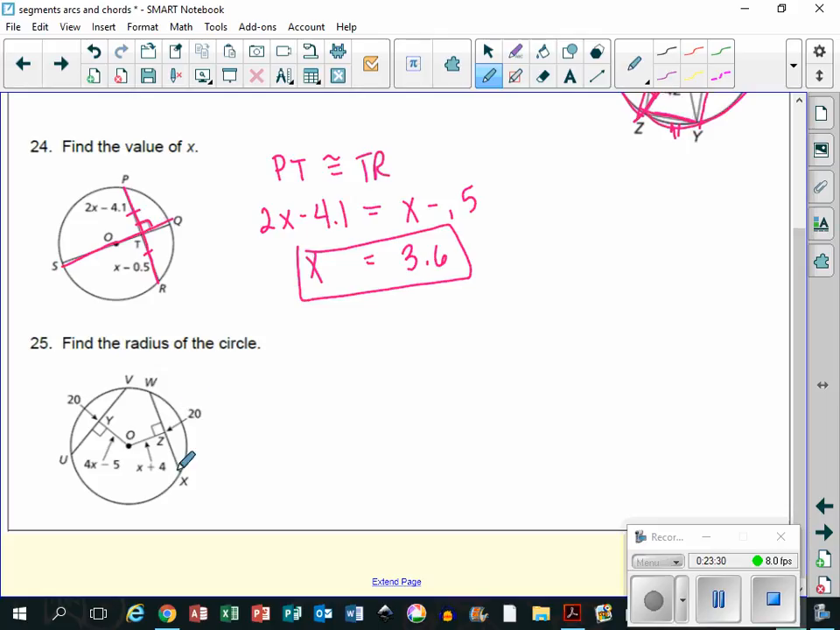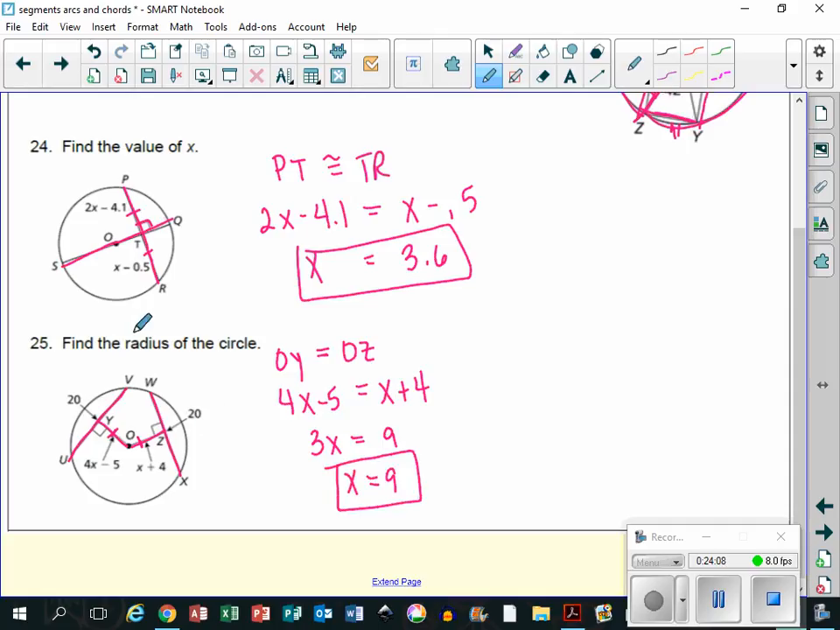This one says to find the radius. Well, I see that they're telling me that this is 20, and they're telling me that this is 20. And that theorem says if two chords are the same length, then they are the same distance from the center. So that means OY is equal to OZ. So that means 4x minus 5 is equal to x plus 4. Subtract x from both sides. Add 5 to both sides. And we get that x is 9.